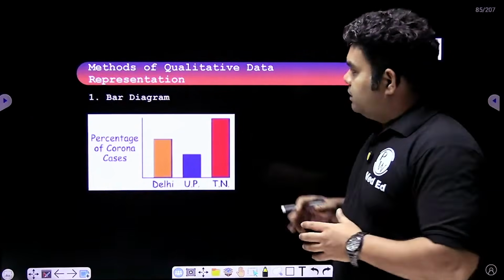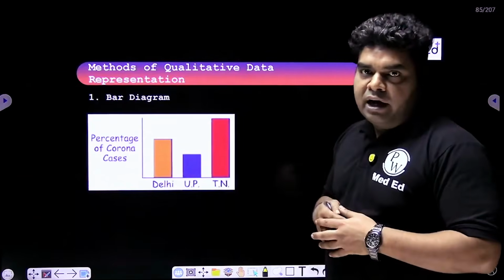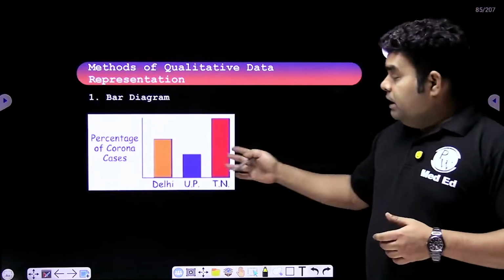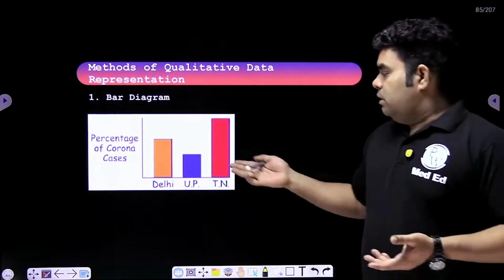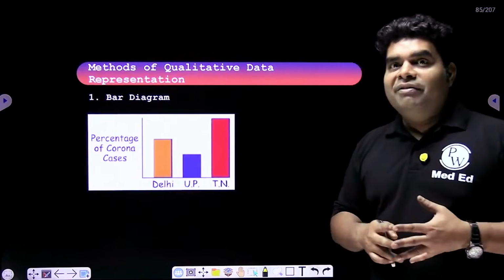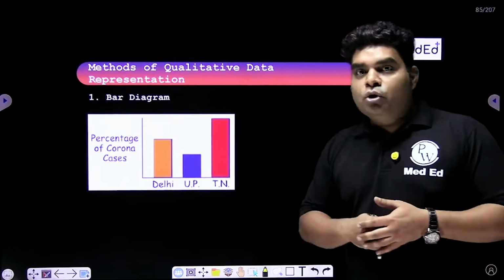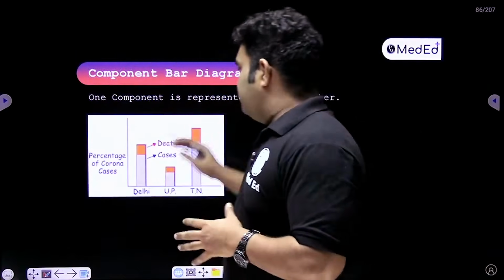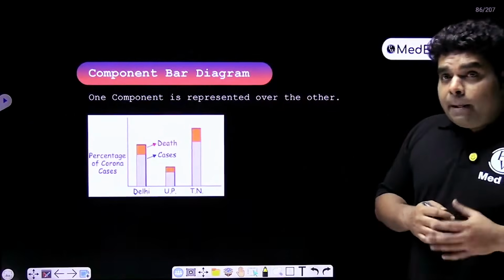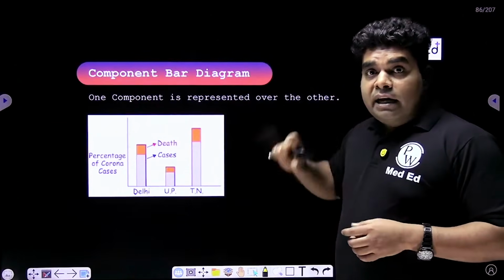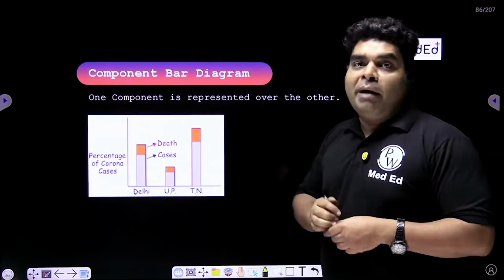In qualitative data, suppose I am talking about the percentage of corona cases in UP, Delhi and Tamil Nadu, and of course UP had very few cases because coronavirus is very much scared of our local Van Diesel. So very few cases in UP, then Delhi, Tamil Nadu, some cases. So this is the percentage of corona cases, a simple bar diagram. But if you are representing cases with deaths, then it is one above another. We call it a component bar diagram.